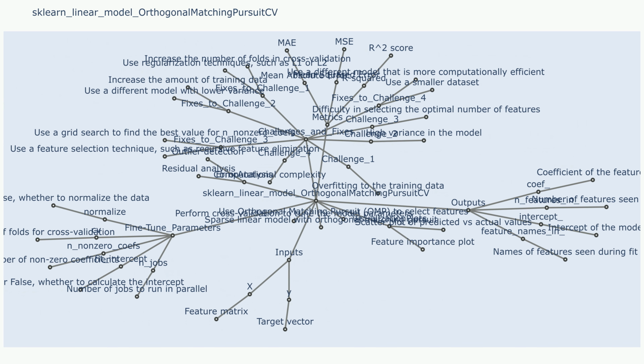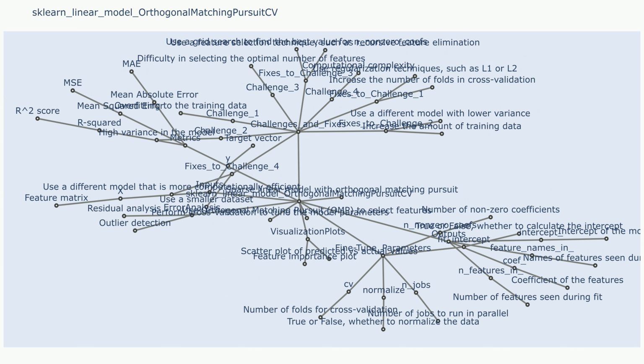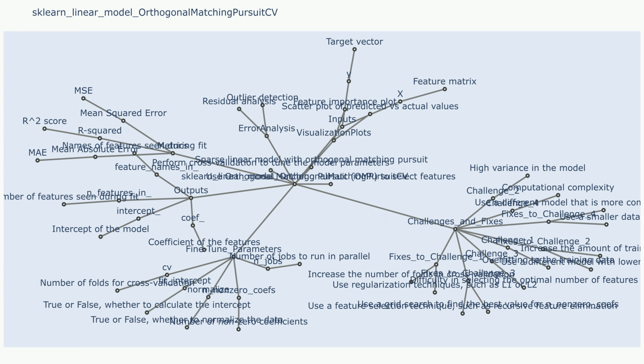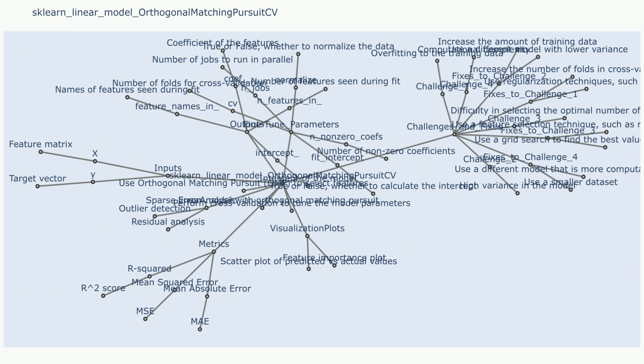It searches for the sparsest solution that fits the data by iteratively adding features with the highest correlation to the residual. Inputs. X: feature matrix of shape n samples, n features. Y: target vector of shape n samples. Outputs. Coef: the estimated coefficients for the linear model. Intercept: independent term in the linear model. n non-zero coefs: optimal number of non-zero coefficients determined through cross-validation.